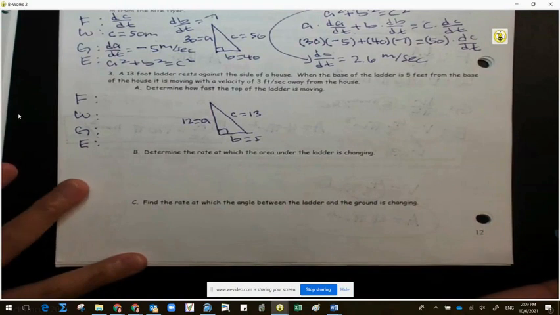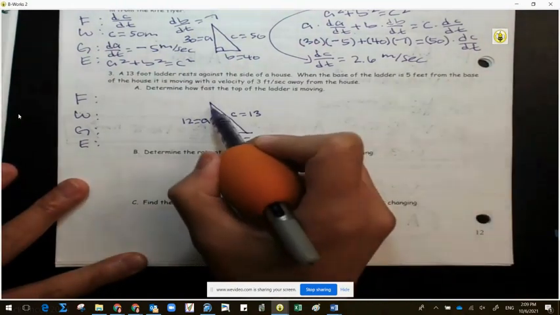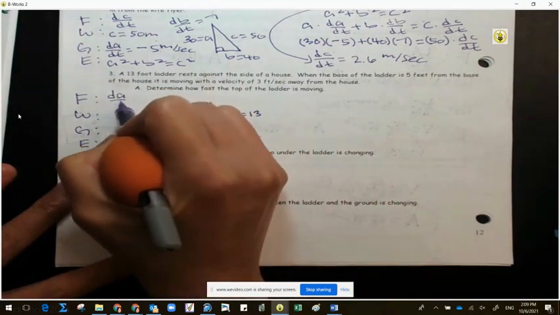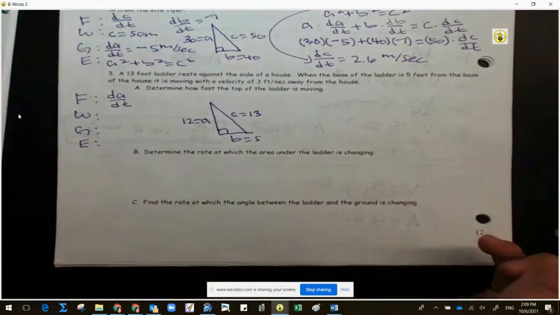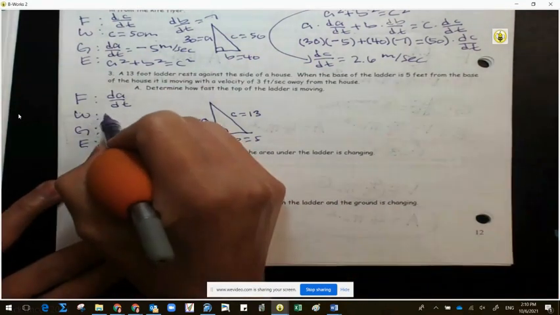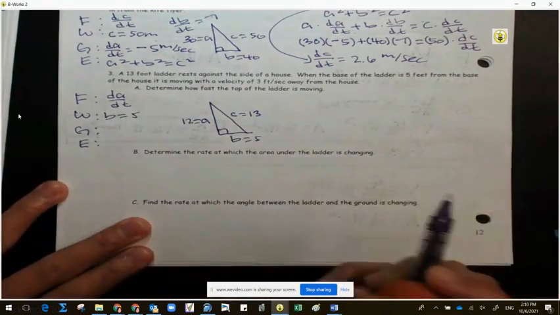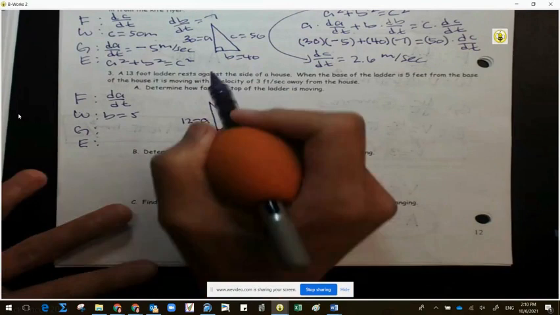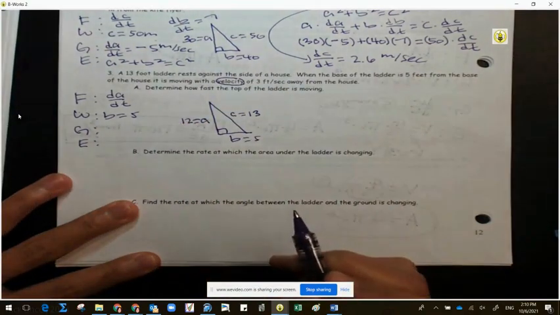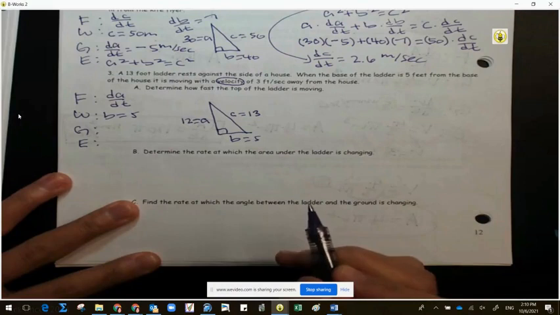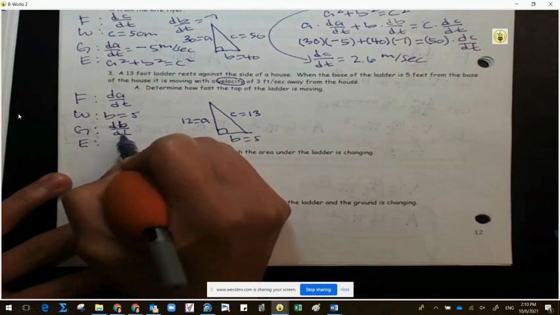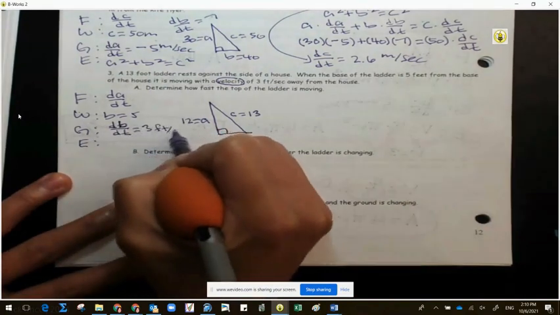All right. So it says, determine how fast the top of the ladder is moving. The top of the ladder is leaning by the A, correct? So that's going to be dA over dt. And then, do we have any information with when? When the base is 5. So let's write out B is equal to 5, although you can say I have the drawing. Do I have any velocity given, the rate of? The velocity is the rate of. Now, that velocity is from the base. So this is dB over dt. And that's 3 feet per second.